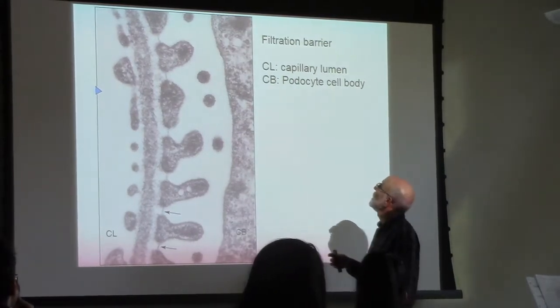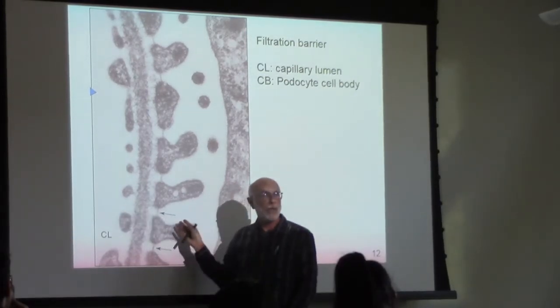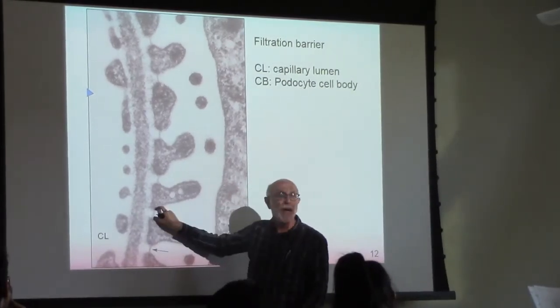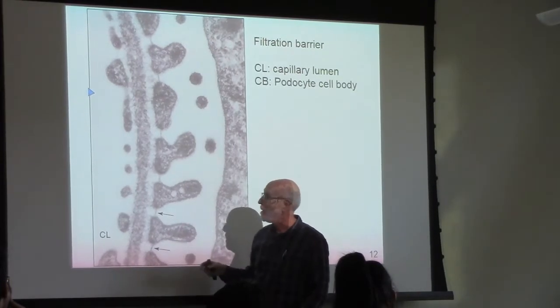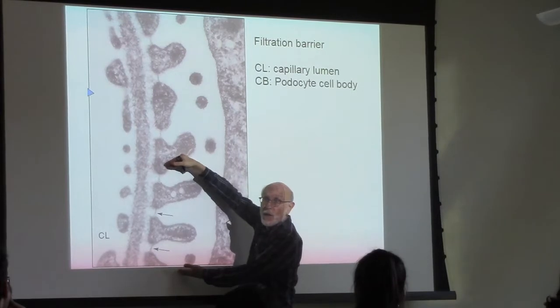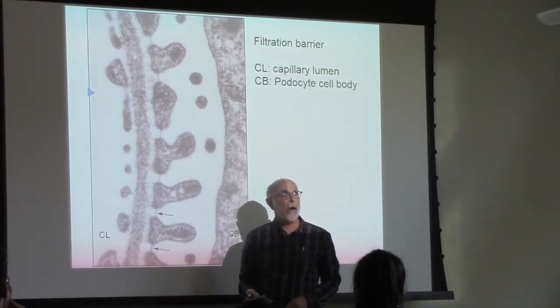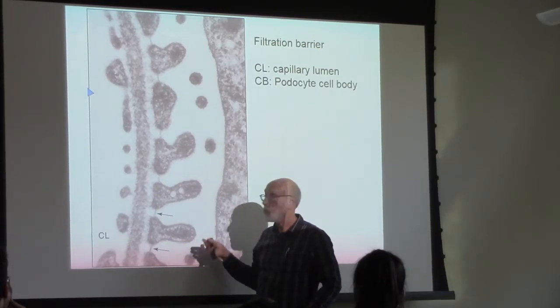And not just fluid, but fluid and small molecules. This is microscopically small. A cell, a red blood cell, is probably this big on this scale. So red blood cells and white blood cells are not filtered. They're too big to go through.